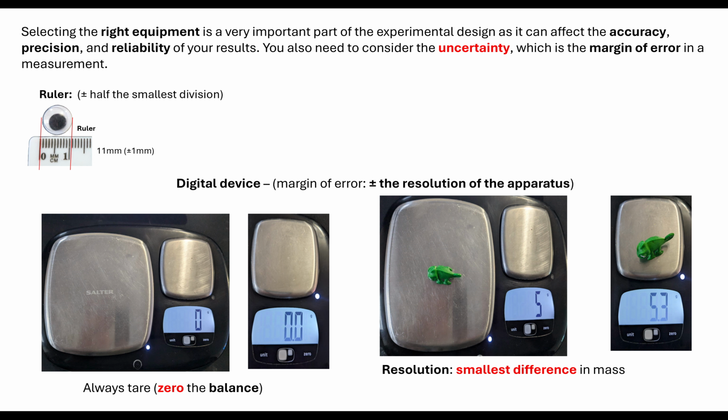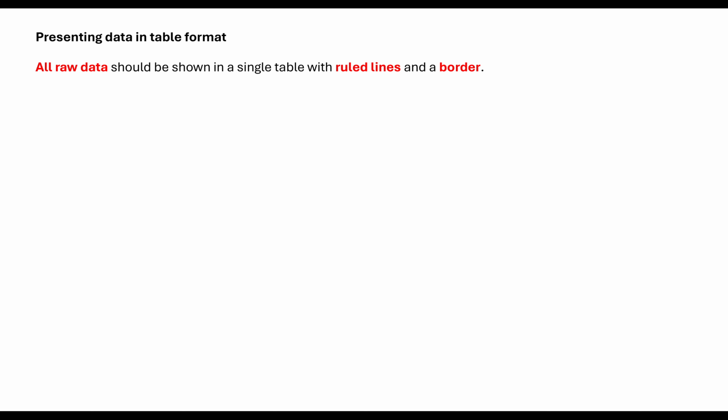So it's important to note that your digital device and that margin of error is dependent on the reading that is given by that device, and that will either be given to you in information or it could be in a table of results. So how do we present our data in a table format?